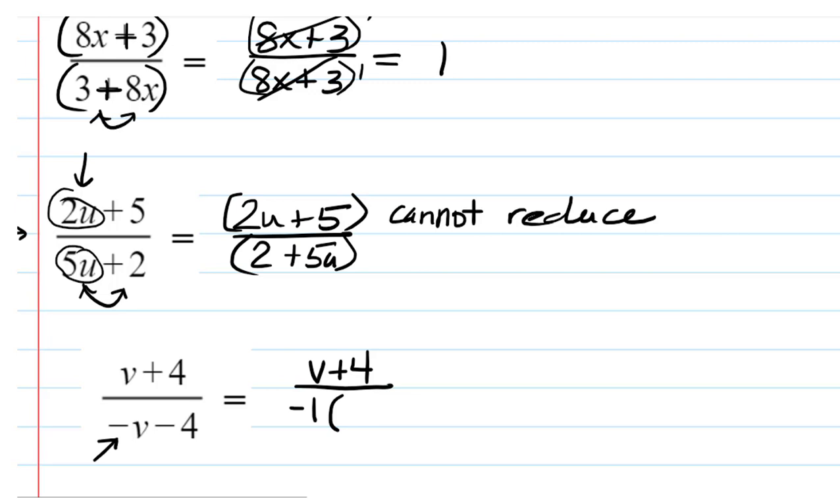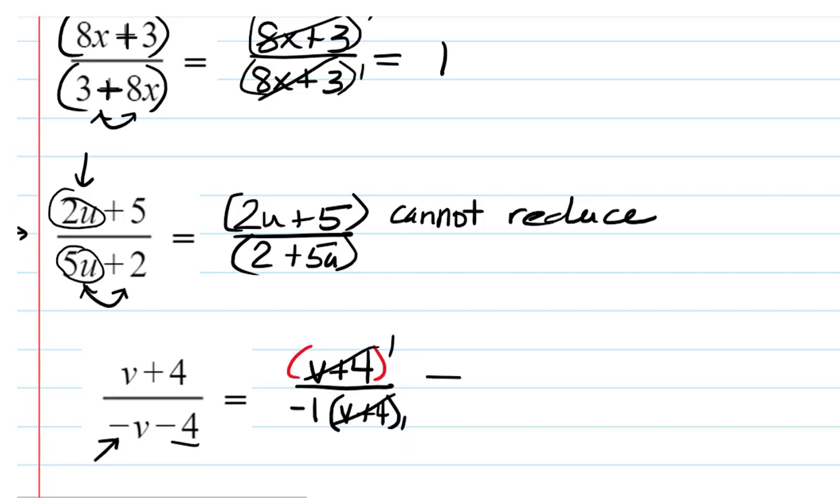Well, you multiply -1 times positive v to get negative v, and you multiply -1 times positive 4 to get -4. So this leaves behind a v plus 4, which is exactly the factor that was in the numerator. So we can divide v plus 4 by v plus 4, leaving a 1 behind, and we're left with 1 divided by -1, or just -1. So we ended up with -1. Why did that happen? Because we had opposites.